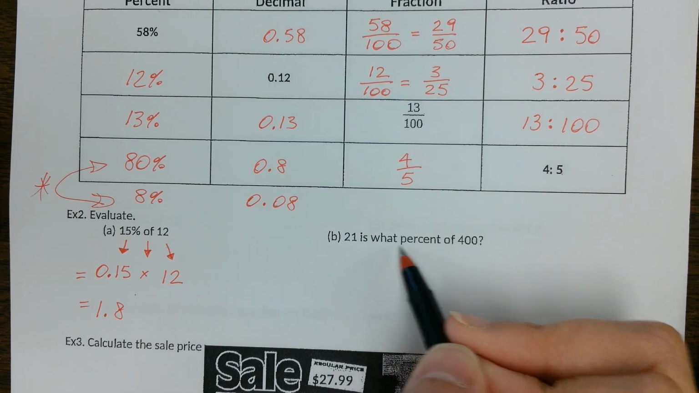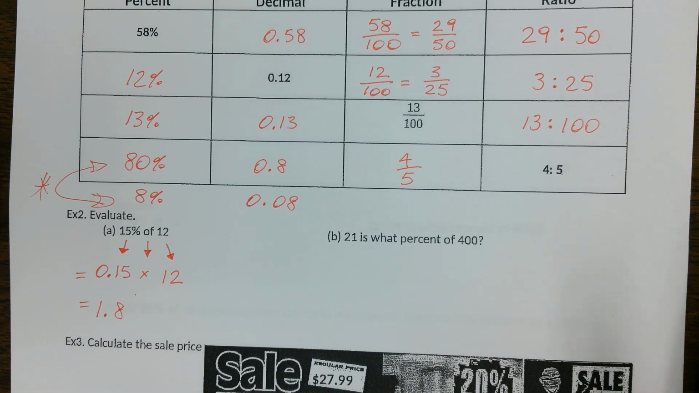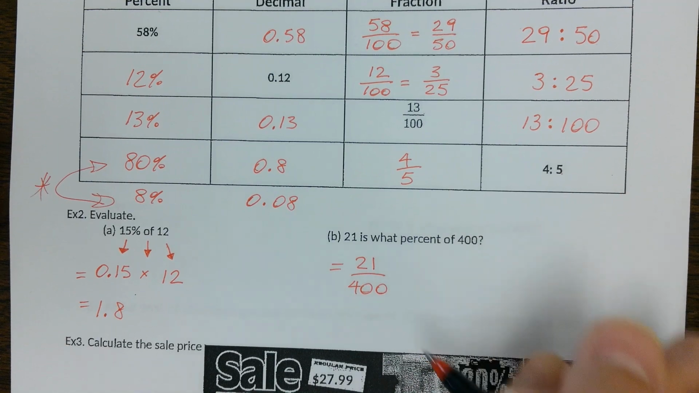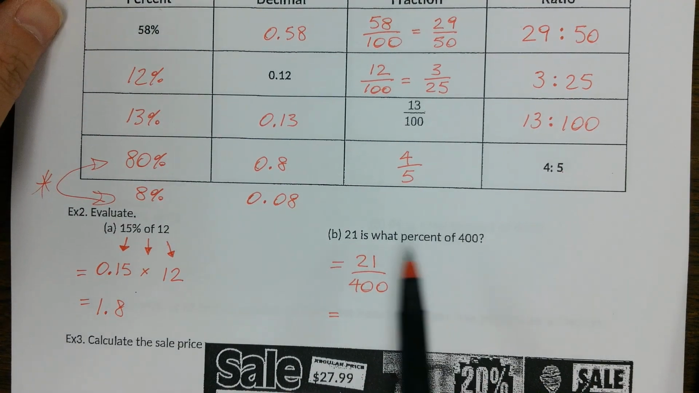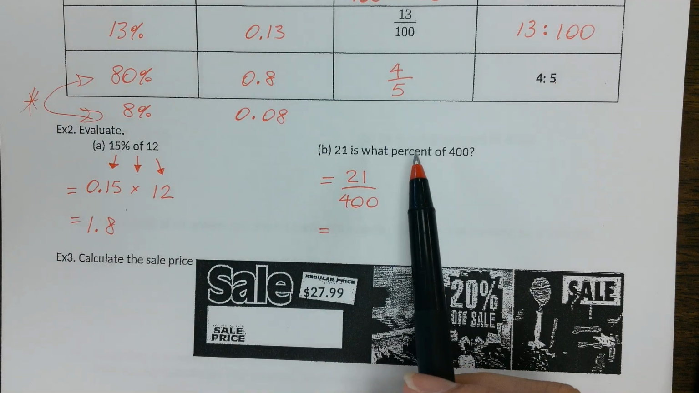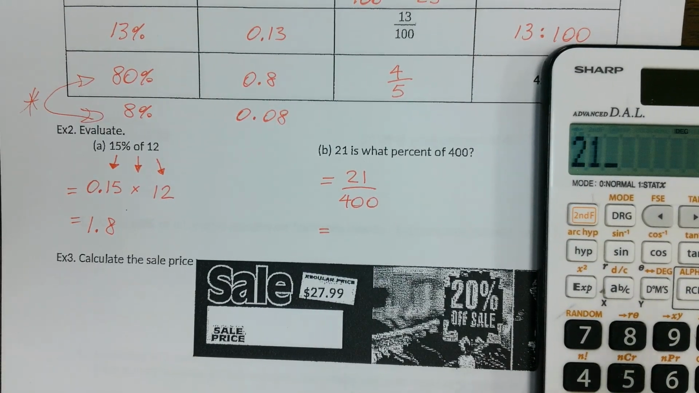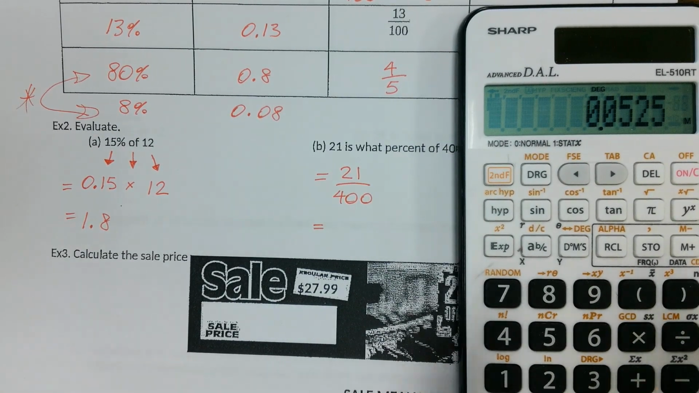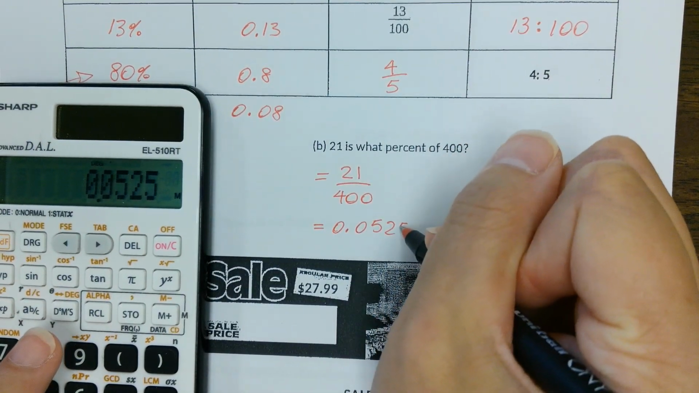21 is what percent of 400? This sounds confusing, but all it actually is saying is just this. I'm not trying to confuse you guys, but that's how the textbook workbook words it. So this is all it is: 21 is what percent of 400? All you're doing is division. So 21 divided by 400, you get 0.0525.